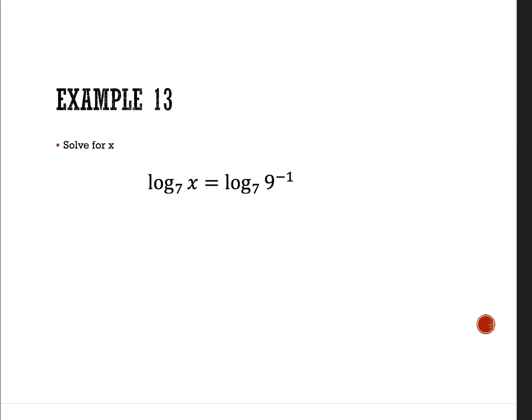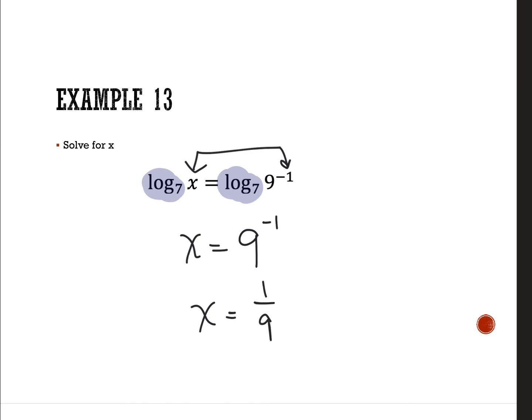So here we are solving for x again, and you can tell I'm lazy and didn't want to retype a whole lot of stuff, but I've got log base 7 and log base 7. So if that's true, then these arguments have to be equal. That means x has to equal 9 to the negative 1. And that is simplifiable. You do not want to leave a negative exponent in your answer, so that's equal to 1 over 9.